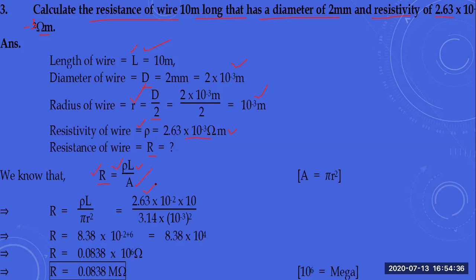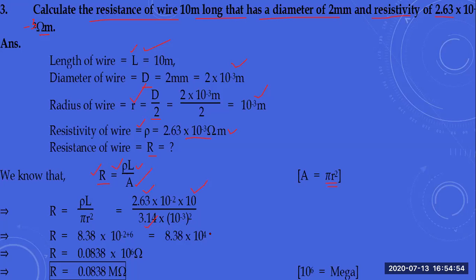So here is the value of resistivity. It's the length of the wire. Here's the area of the wire. You calculate it using this formula, that is pi r squared. This is the formula which is used to calculate the area of the wire.